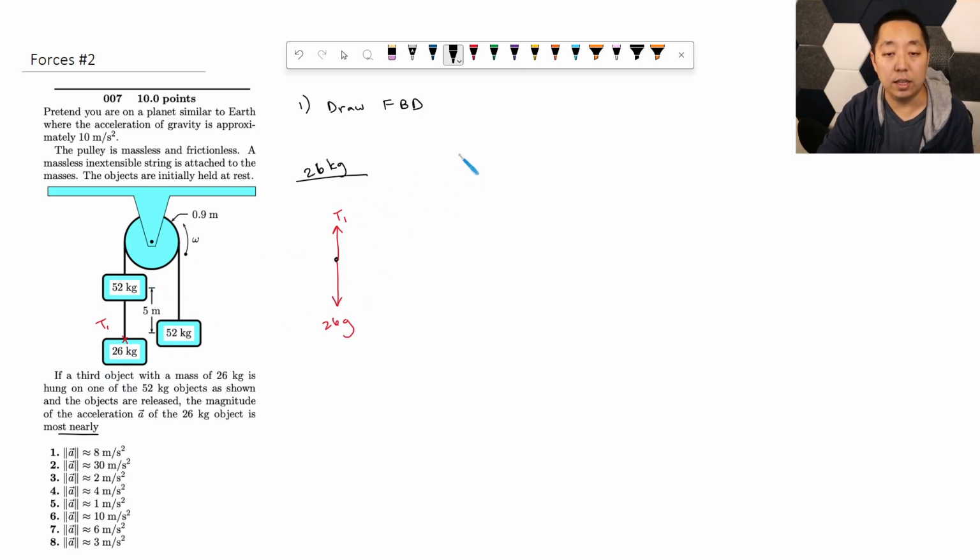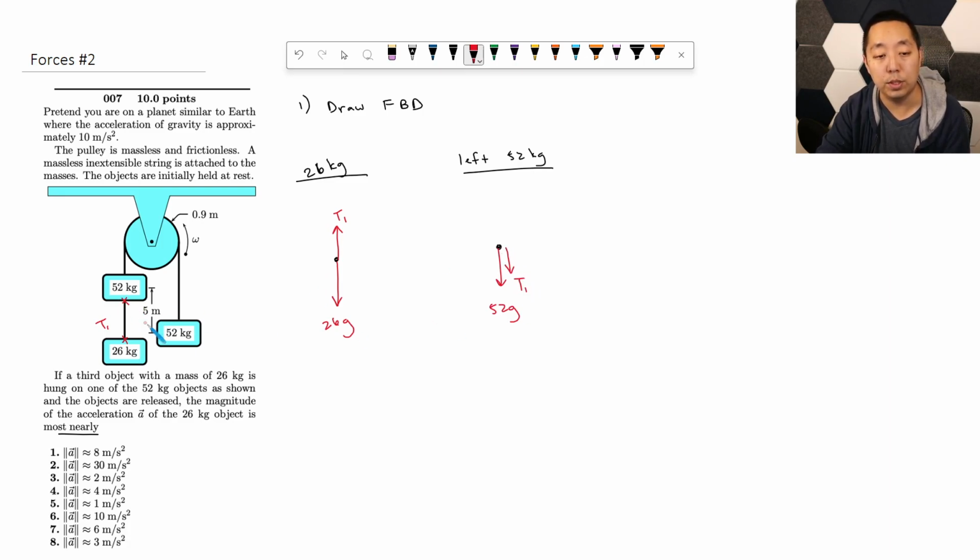Now let's look at the left 52 kilogram block. It has gravity acting on it, and because it's 52 kilograms, the gravity is 52g. Then you think, what's touching it? Well, it's got a rope down here, T1, and ropes always pull in the direction of the rope, so it's going to pull downwards, because ropes can only pull, they cannot push. And then there's another rope touching on top of here, we'll call this T2.